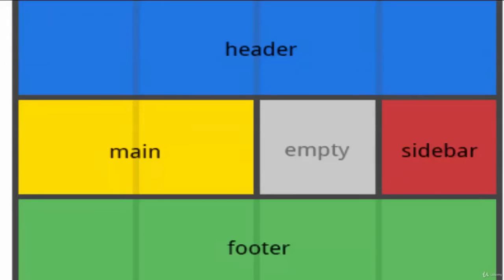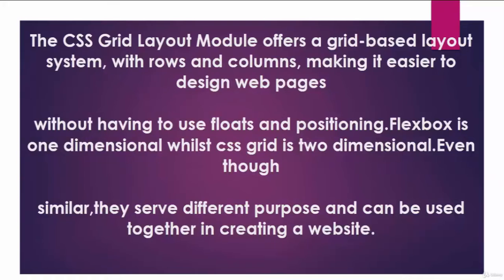This is a basic overview of what a CSS grid can be used for. It is very useful for separating elements. The CSS grid layout module offers a grid-based layout system with rows and columns, making it easier to design web pages without having to use floats and positioning. Flexbox is one-dimensional, while CSS grid is two-dimensional. Even though similar, they serve different purposes and can be used together in creating a website.